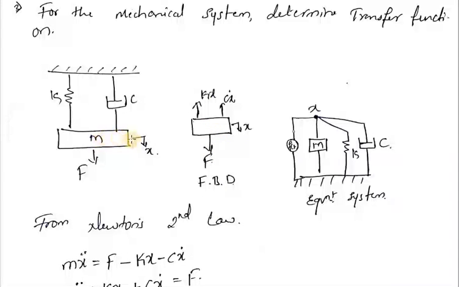When this mass M tries to move in downward direction, the spring and damper will try to resist that motion. So the direction of those forces will be opposite to this.